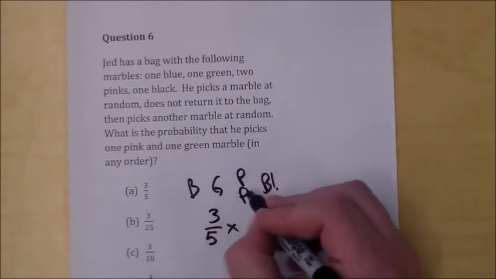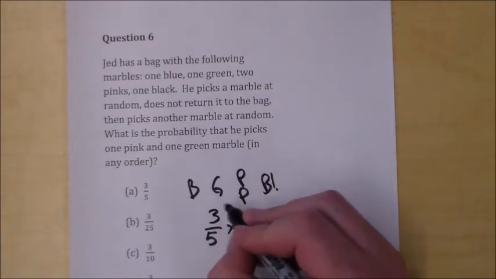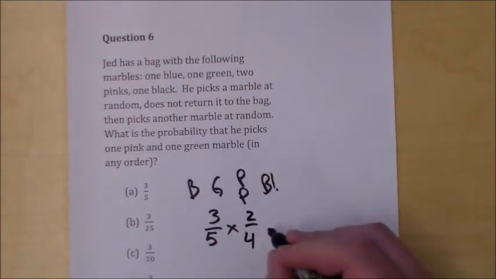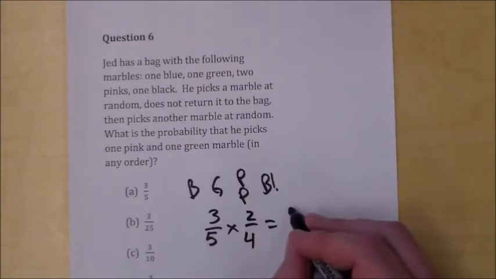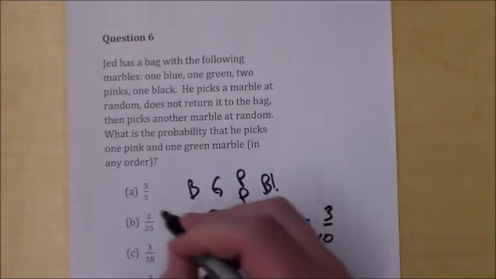Second pick, well, one of these is gone, but we are going to have 2 left. Whichever one is gone, we still have 2 more left. So the next pick is 2 out of 4 that are going to be favorable. Then that gets us to 6 over 20, which equals 3 out of 10.